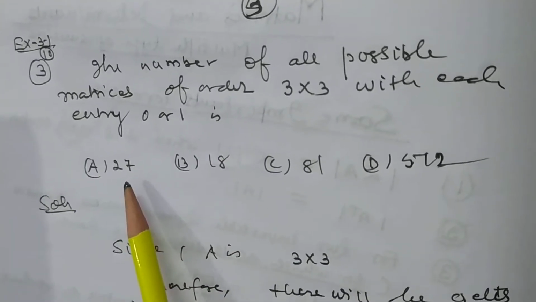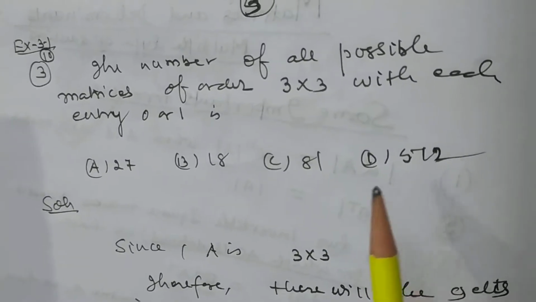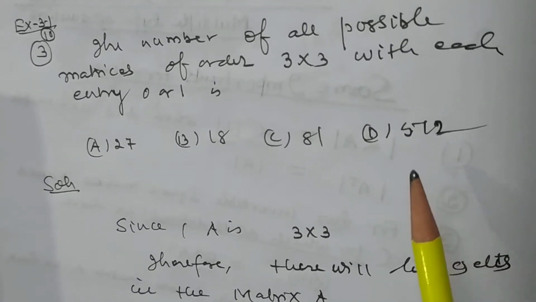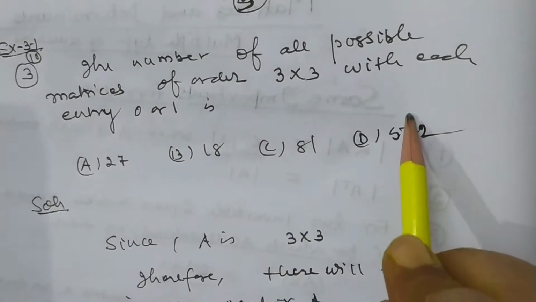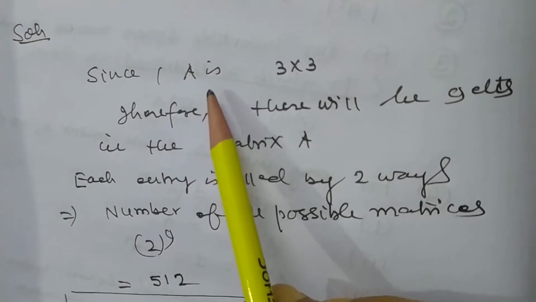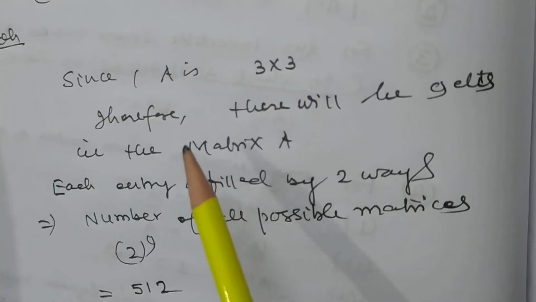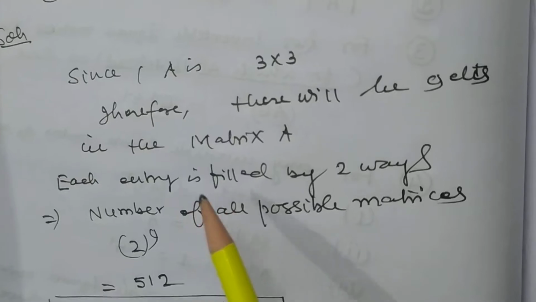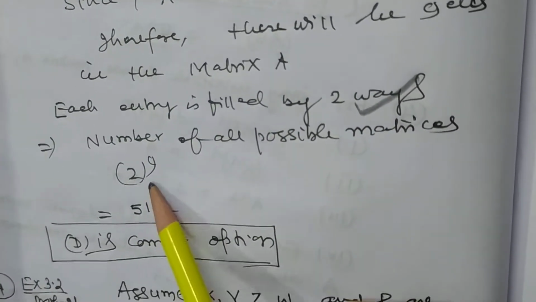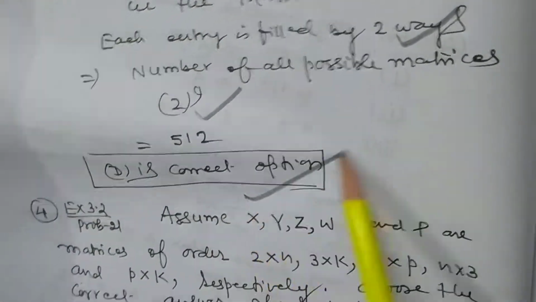The number of all possible matrices of order 3 by 3 with each entry 0 or 1 is: A 27, B 18, C 81, D 512. Since A is a 3 by 3 matrix, there will be 9 elements in matrix A. Each entry is filled in 2 ways. So the number of all possible matrices is 2 to the power 9, that is 512. That is, D is the correct option.